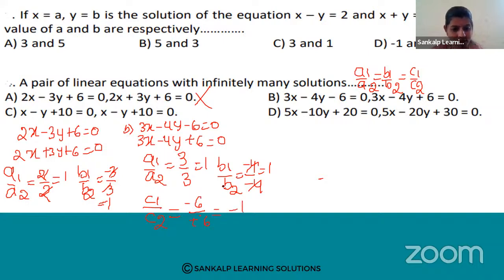You will get minus 1. Therefore, you can say that a1 divided by a2 is equal to b1 divided by b2, but it is not equal to c1 divided by c2. Therefore, this option is also wrong.